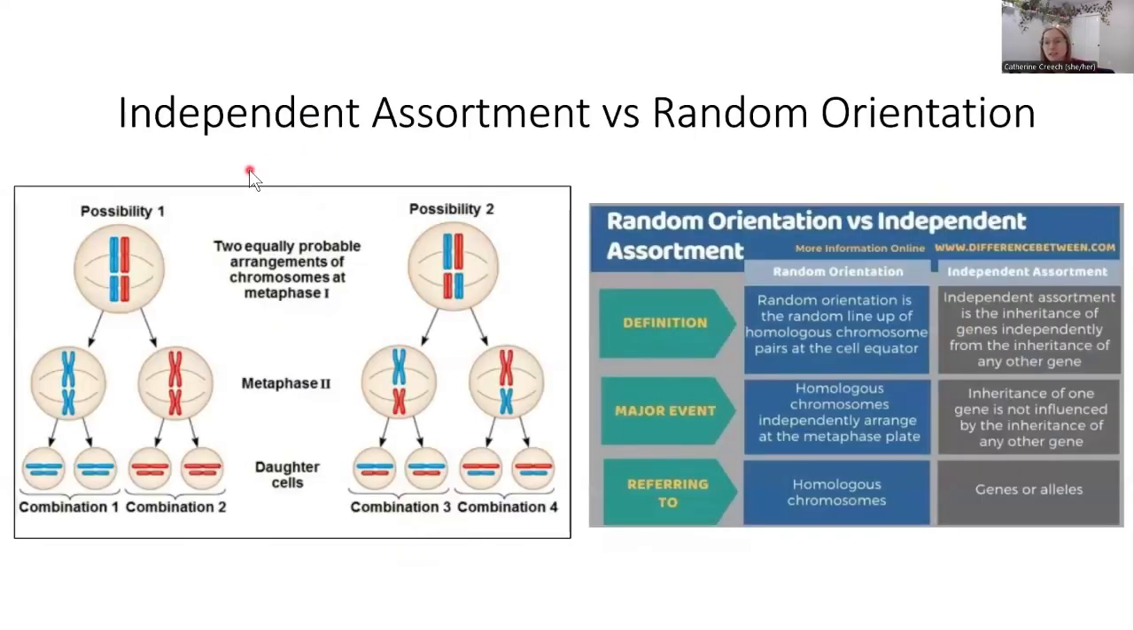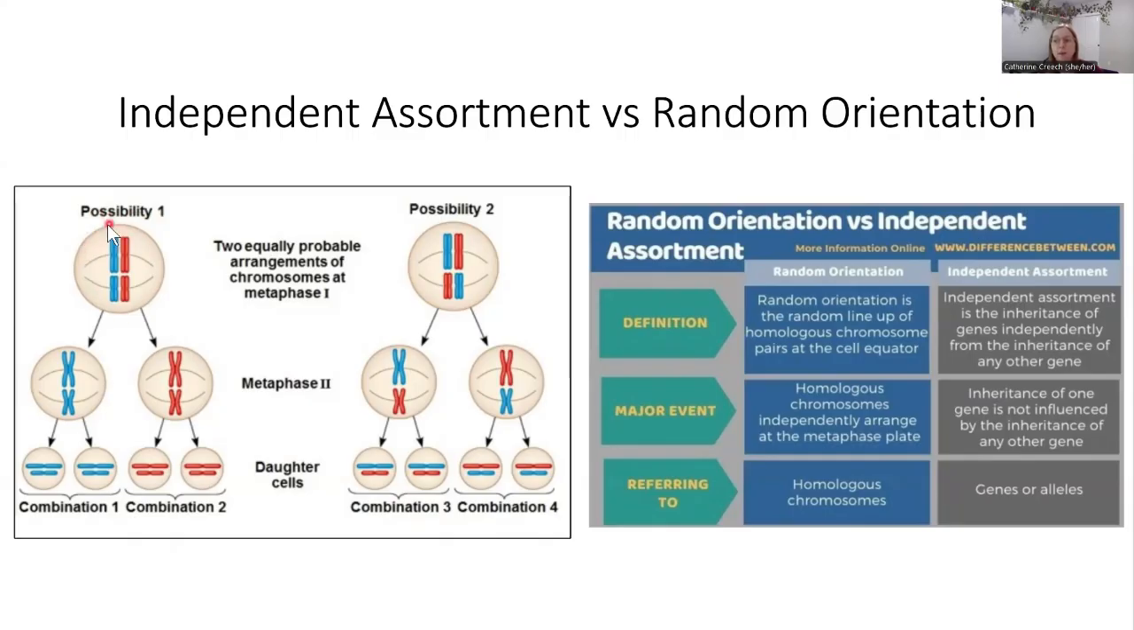Another thing that gives us genetic recombination is independent assortment. Now, sometimes people say random orientation. It's slightly different, and I want to clarify the difference between each other. This is going to be a visual of independent assortment. So here's possibility number 1.